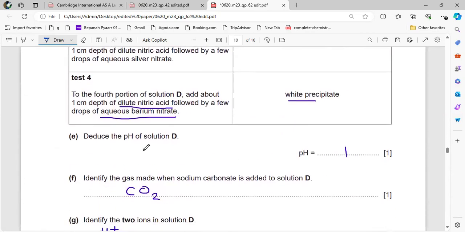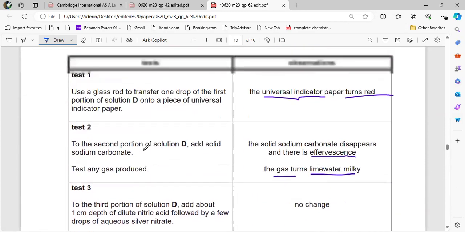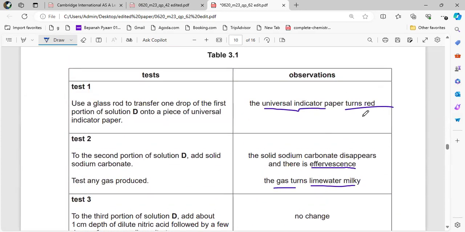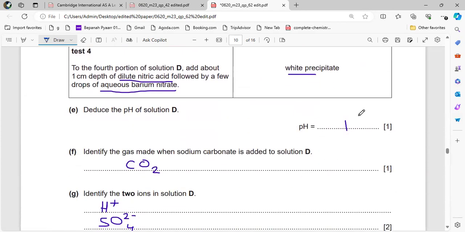Now, deduce the pH of solution D. As we saw that the color of the universal indicator paper was red, the range can be 1, 2 or 3. They have clearly mentioned universal indicator paper, so we have to write the pH number properly.